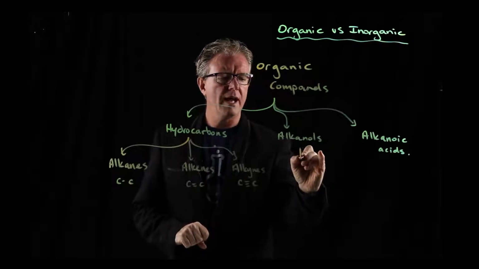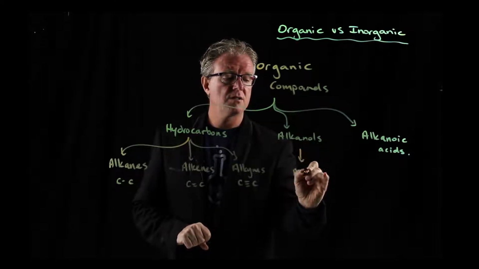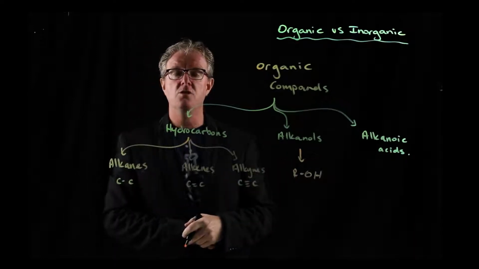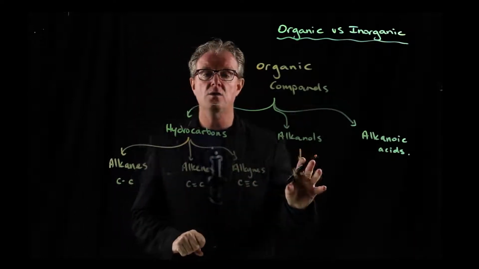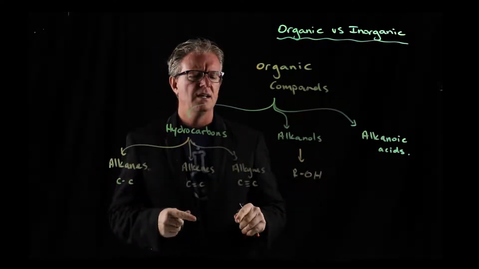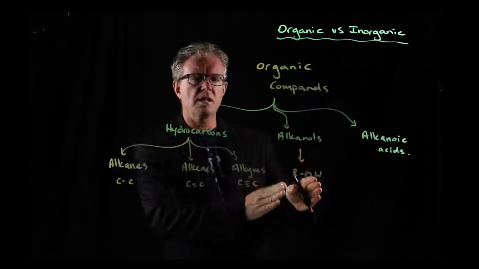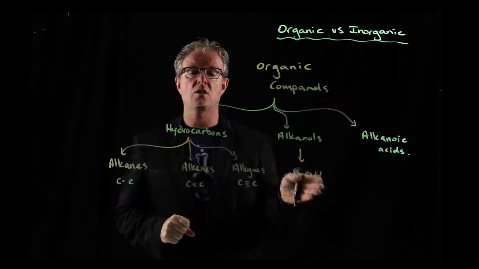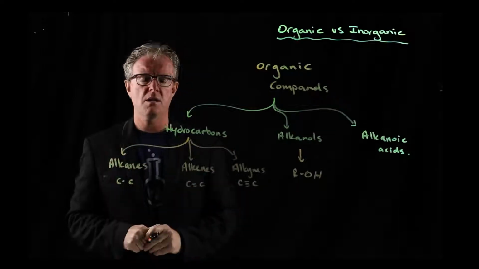Then we've got alcohols or alkanols, and that's characteristically where you have an OH group present. And we're going to be looking at tests that you can do to distinguish between alkanols and hydrocarbons. So if you have a clear colourless solution, is it a hydrocarbon or is it an alcohol? What tests can you do to determine whether it's an alcohol or hydrocarbon? That's going to be in the next video.